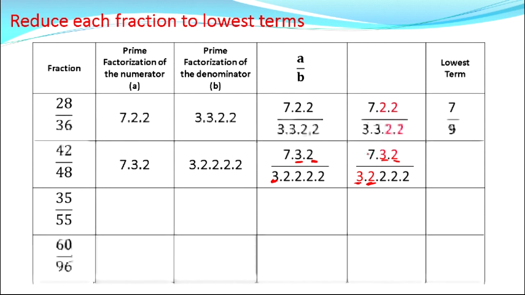Ang matitira na lang dito is 7. At saka dito, hindi na-cancel na 2. Tatlong 2. And 2 times 2 times 2, I think that is 8. So, ang mangyari dyan, ang lowest term neto will now be equal to 7 over 8. Okay, tama.